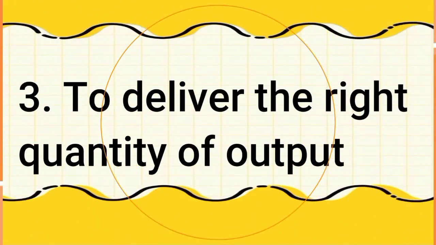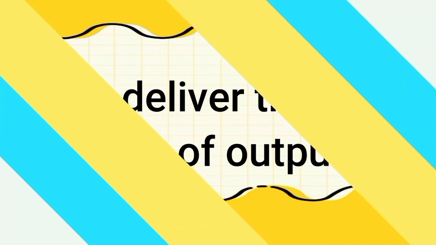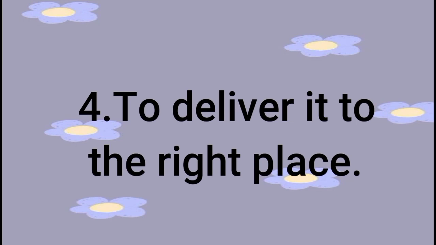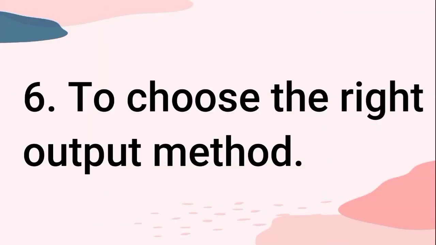Number 3 is to deliver the right quantity of output. Output displays in an application should show information consistently from page to page. Number 4 is to deliver it to the right place. Make sure that the output is where it is needed. Number 5 is to provide output on time. It should be available at the right time period. Number 6, choose the right output method. It is important that the analyst realize that output content is related to output method.